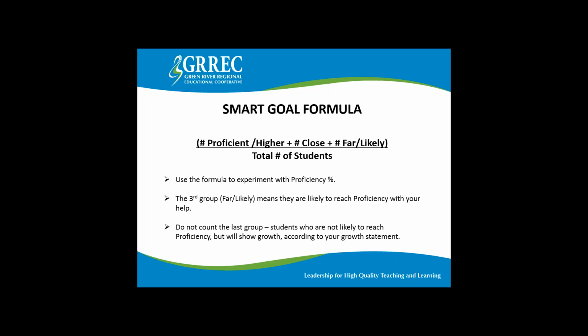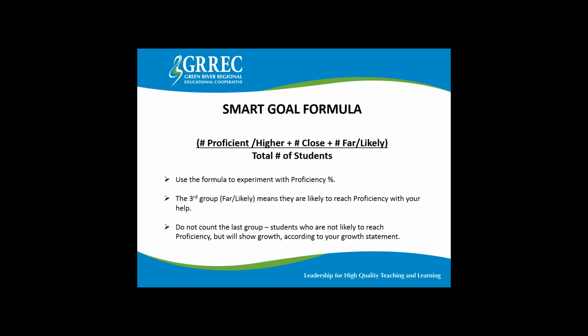So you add all of those up and you divide it by the total number of students. And then that's going to give you a percentage. And I'm not saying that you definitely use that percentage, but you can use this to help you think about those students that can make proficiency.